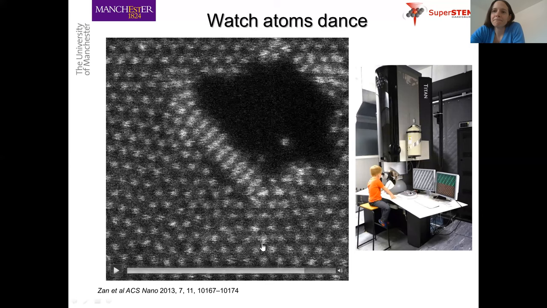I should say that this image is made using a scanning transmission electron microscope. An example of a scanning transmission electron microscope is shown here. This is one of our smallest users, and he's not very good.